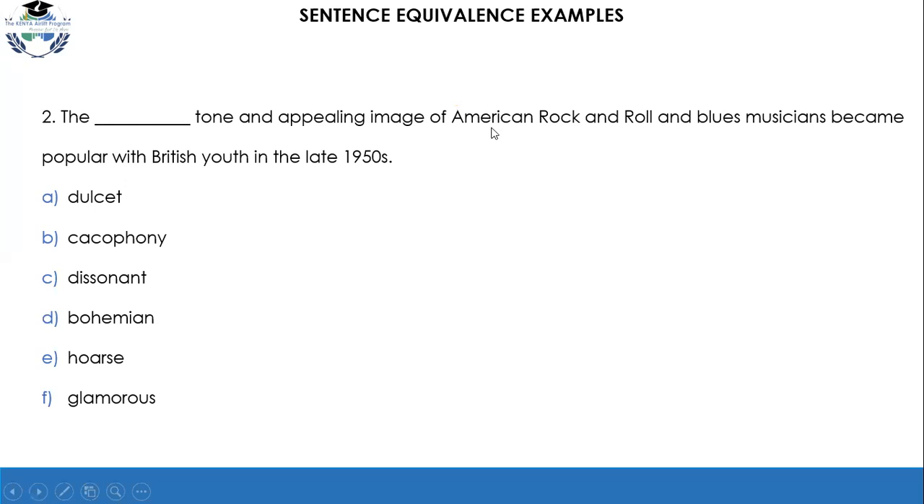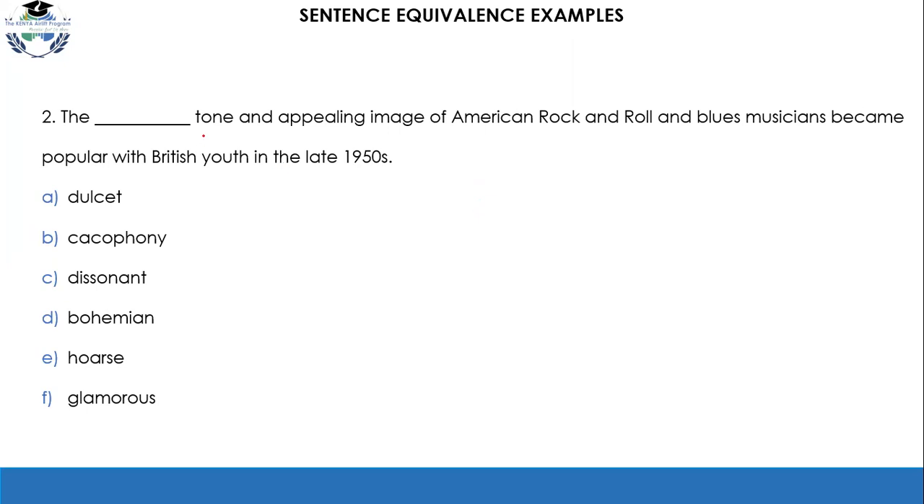So to me, this sentence is in the positive because I'm looking at something that was attractive about rock and roll and blues musicians that the youths in the 1950s identified with. So I look for basically words that are in the positive, ones that speak of something that is, how do I put it? Something that is enticing, something that is maybe glamorous. Let me just use that. I think that's basically what I will look at.